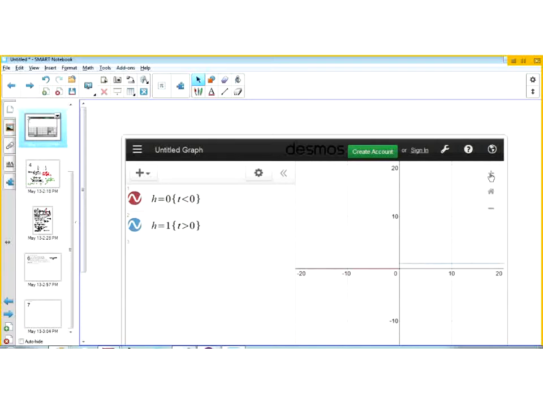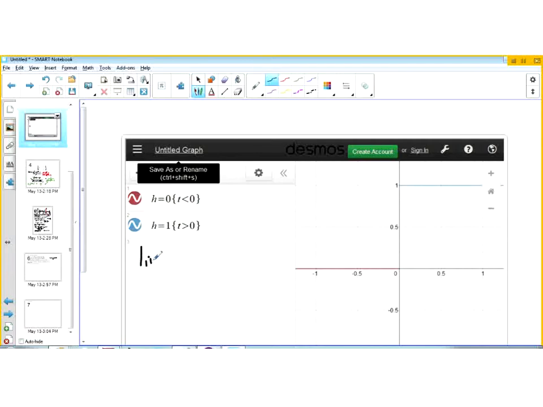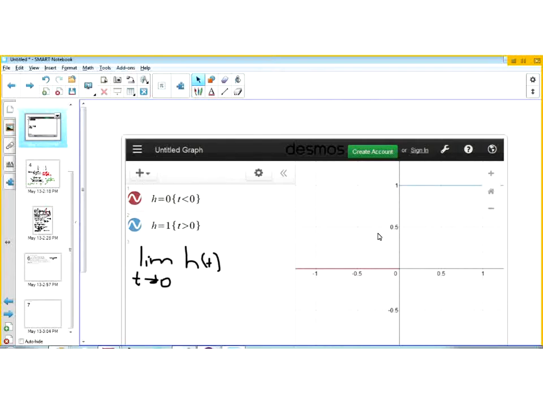Now the question is, what is the limit as t approaches 0? So let me write that down for you. So we want to examine the limit as t approaches 0 of h of t. And this is the graph of h of t. All right. So clearly, as we walk along the graph, you see the output? So as I walk along towards 0, my t values are approaching 0 from the left. The output is held steady at 0.